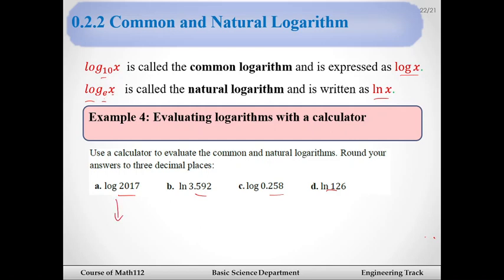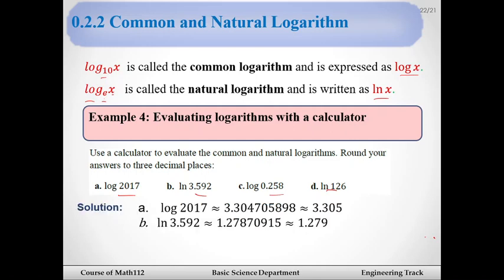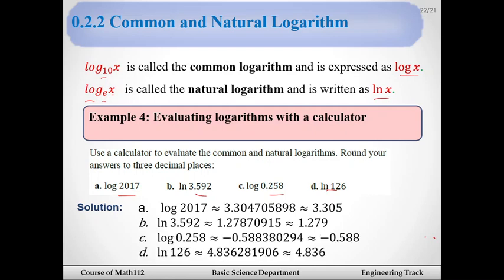Now, what does this mean? First, let's use the values. So let's see the calculator values. Approximately these are the values. For example, this is log base 10, so 10 to the 3.305 is approximately 2017. And you can convert the others to the exponential form if you need.